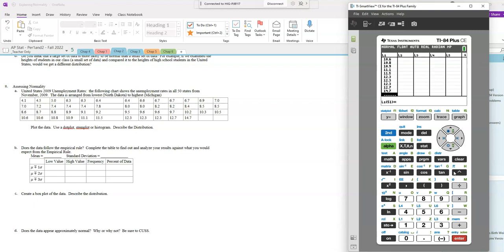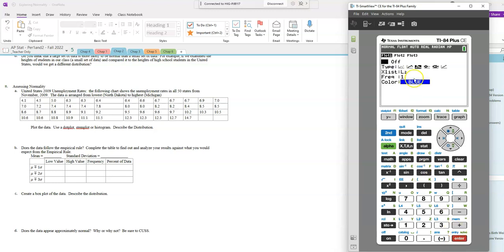Remember the first rule for normality. Is it symmetric? So we're going to look at either a dot plot or a stem plot or a histogram to see whether or not it's approximately normal, whether it's symmetric. So I would go up to second stat plot. Now we've talked in class, the best graph to determine symmetry would be to take a look at a histogram. So I'm going to select the histogram. And I want to make sure I have list 1 selected, list 1.